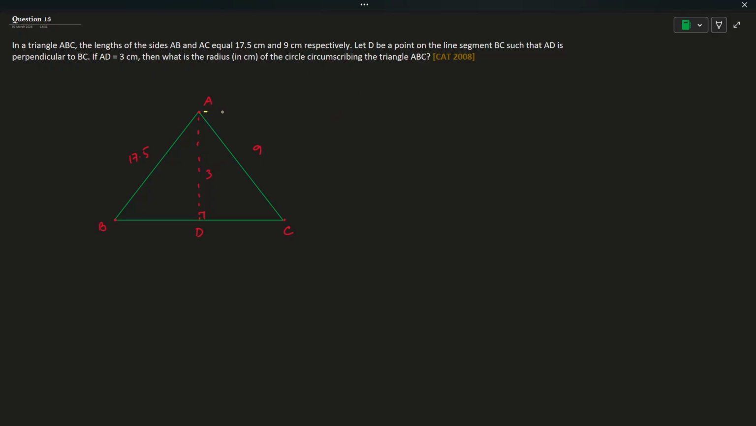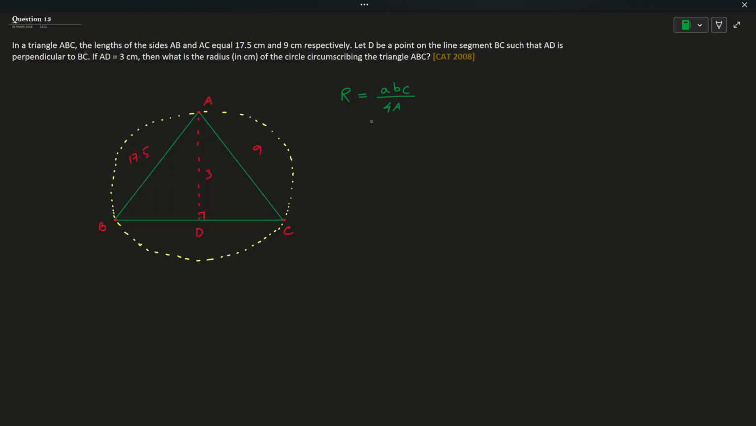That means I have a circle that is circumscribing the triangle ABC, and I need to find the radius of this circle. All right, so easy question. What is the relation between the sides of a triangle and the circumradius? The circumradius R is given by the product of the sides of the triangle divided by 4 times the area of the triangle.